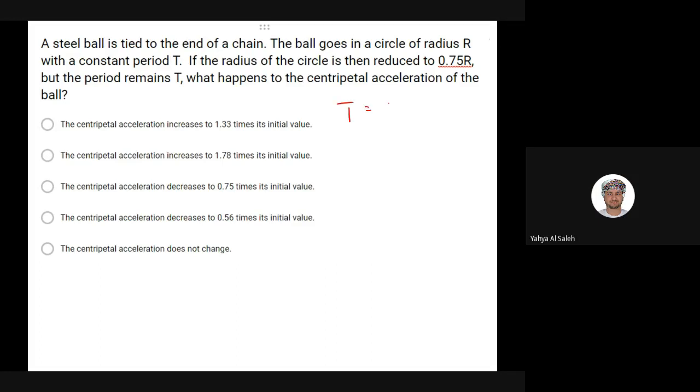We said t equals 2 pi r over v, right? And we say t is fixed. So if this becomes 2 pi times 0.75 r, and it needs to stay the same, what needs to happen to v? V also needs to reduce by 0.75, right? Right. Okay.